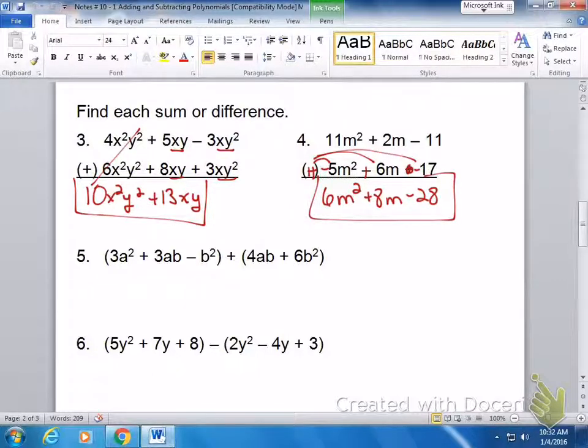So be careful on the subtraction ones. I want you to watch right there. You have to distribute the negative. Okay? If you have any questions on that, just feel free to come ask me in class. Now, number 5 is probably the easiest one we've done.